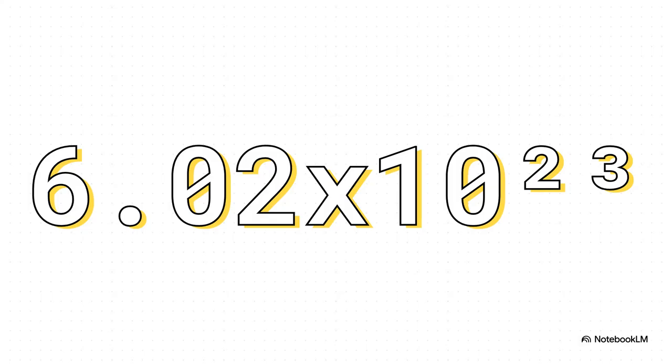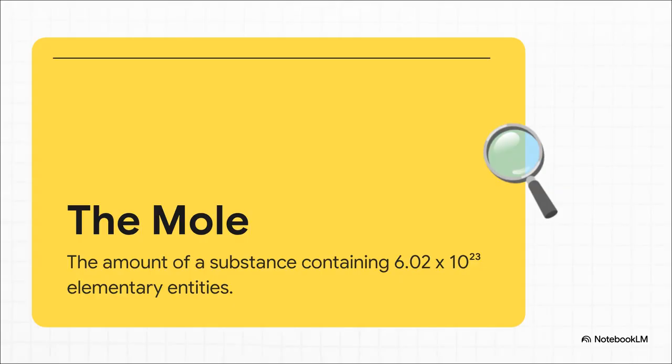And this is the magic number. It's known as Avogadro's number. And just like we know a dozen always means 12, this number represents a specific quantity for chemists. It's an absolutely enormous number because atoms are so incredibly tiny. You can think of it as the chemist's dozen. And that special group, that chemist's dozen, has a name, the mole.